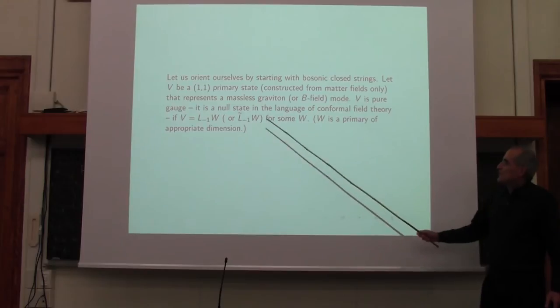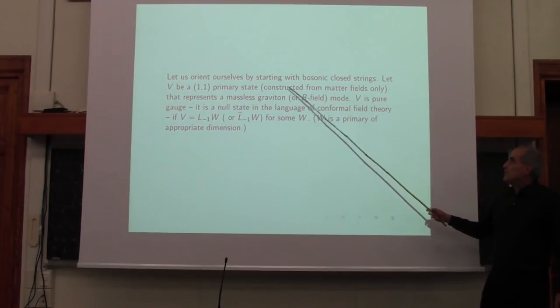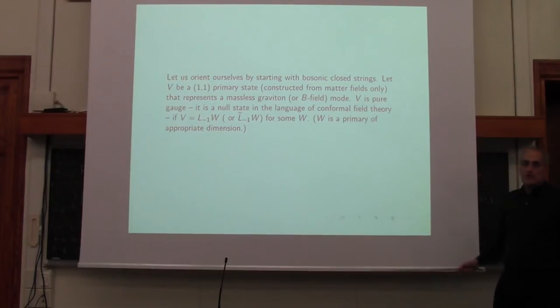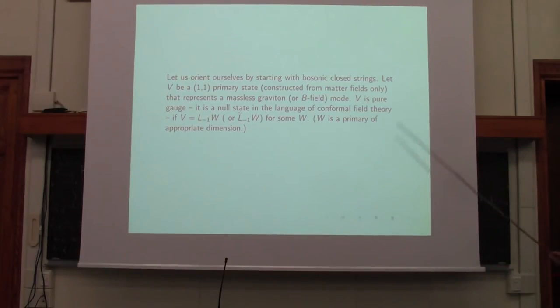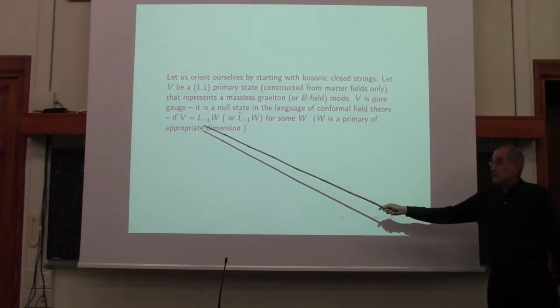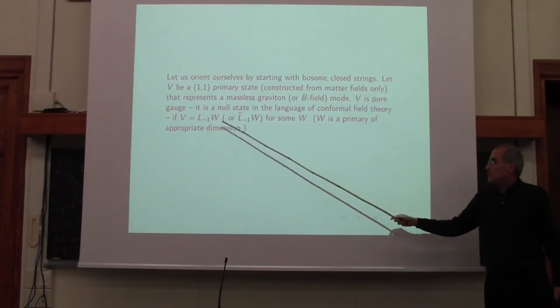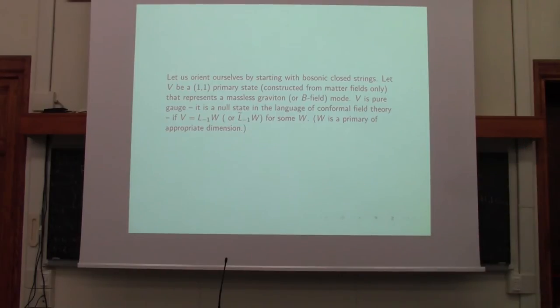So, for example, let V be a primary field in a conformal field theory that represents a massless graviton. General relativity has gauge invariances corresponding to diffeomorphisms. And here, V is pure gauge. In the language of conformal field theory, it's a null vector. It's a descendant, which for the case of a massless null vector means that it's L minus 1 or L tilde minus 1 on some field W, where W we can assume is a primary of the appropriate dimension. L minus 1 and L tilde minus 1 are the corresponding Virasoro generators for holomorphic or anti-holomorphic degrees of freedom.